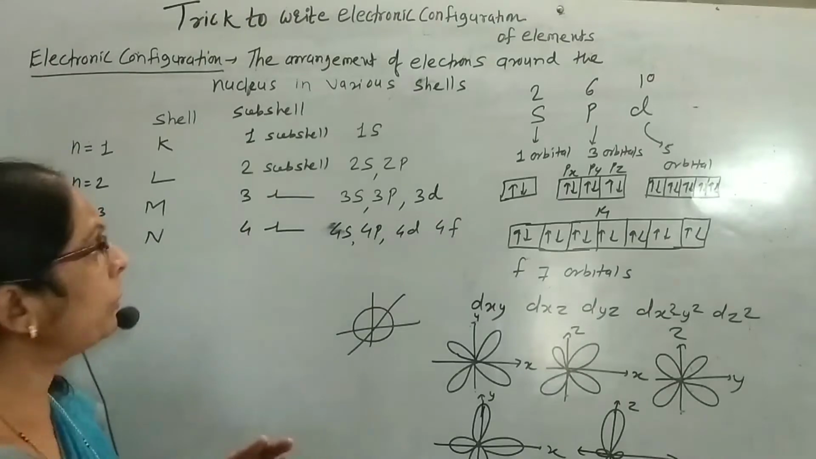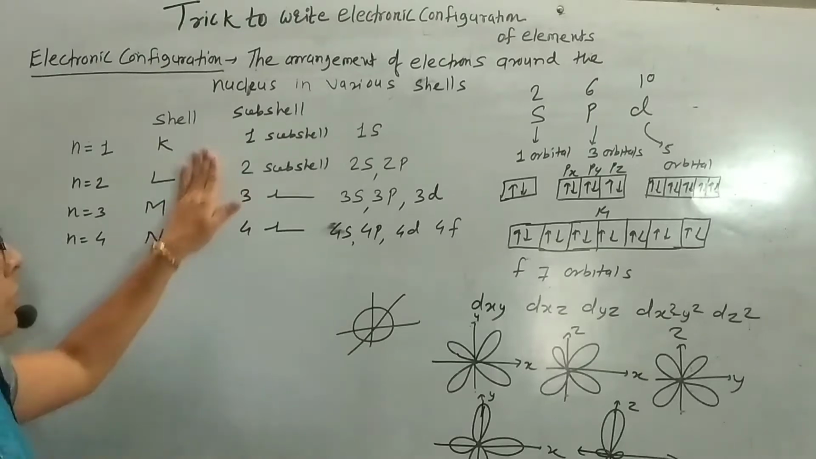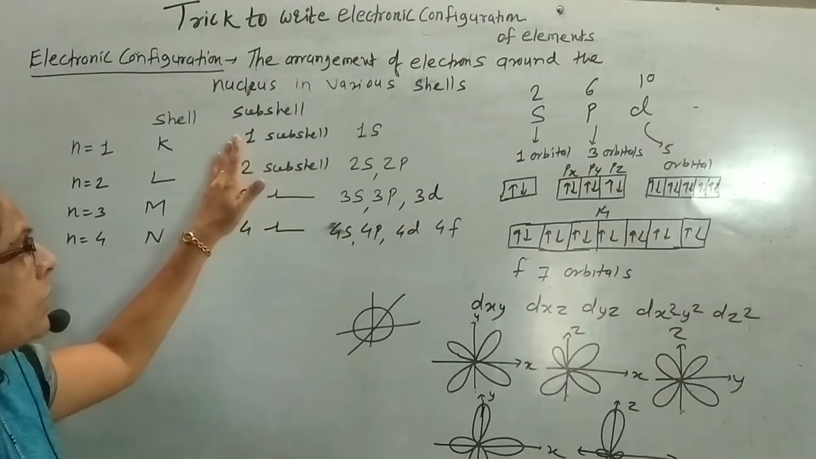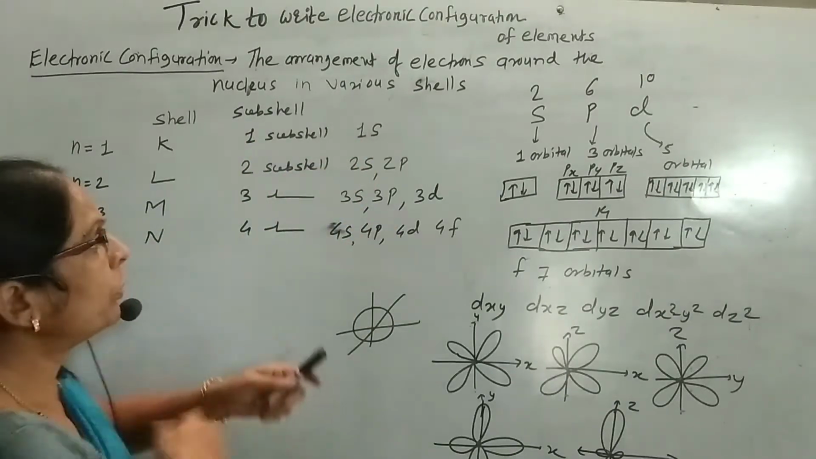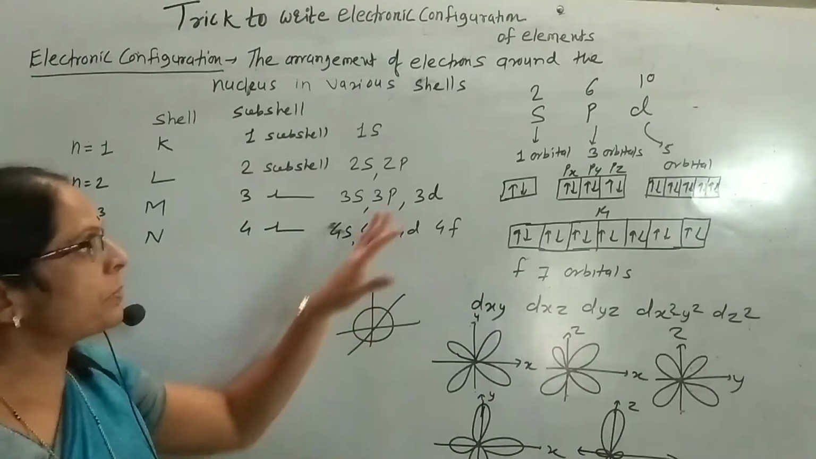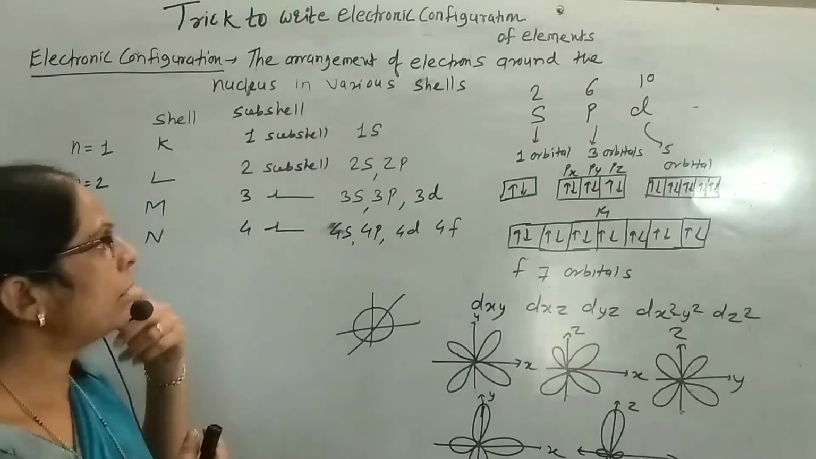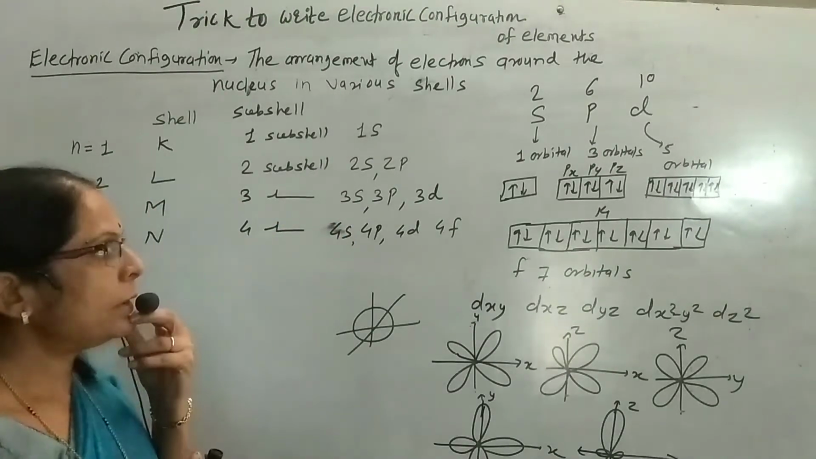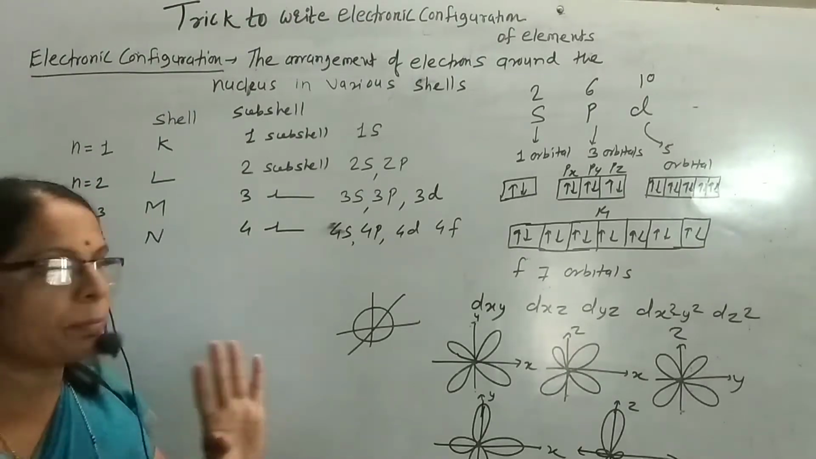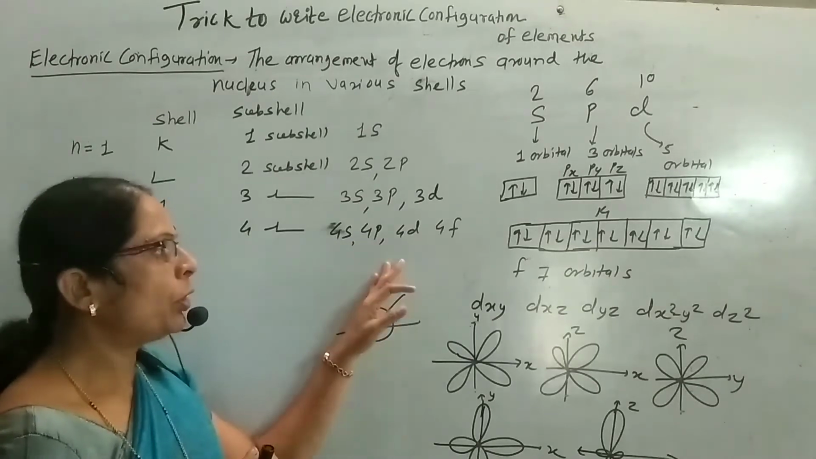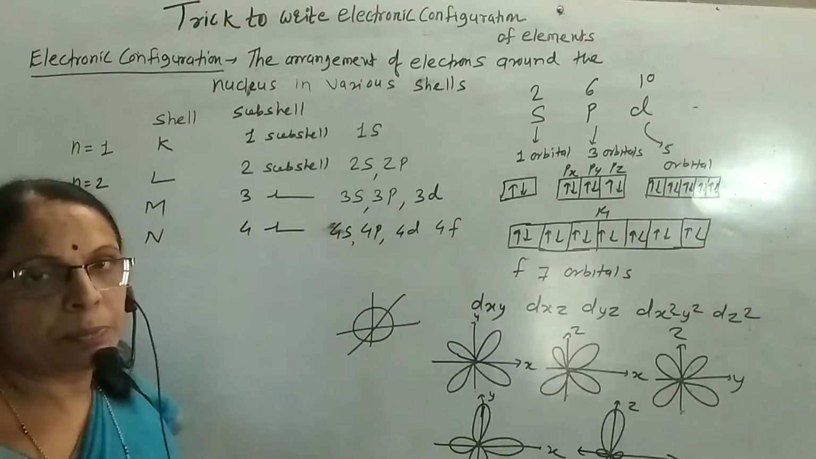Okay, look here, I will repeat. When I consider K, L, M, N as main shells, each main shell has subshells. These subshells are denoted by SPDF. So the first main shell has one subshell, 1S. The second main shell has 2 subshells, 2S and 2P. The third main shell has 3 subshells, 3S, 3P and 3D. The fourth main shell has 4 subshells, 4S, 4P, 4D and 4F. Like this way, these are the 4 subshells.